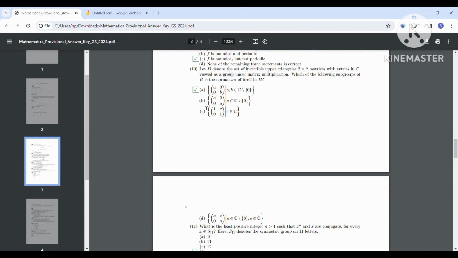Also, I'm not going to solve problem number 10 because it is just a computational problem. It asks which of the following subgroups is normalizer of itself. So you can easily see that B, C, D are normal subgroups. If you check, you can see that. So only option A will be left, and so option A will be the correct answer. Not a difficult one.